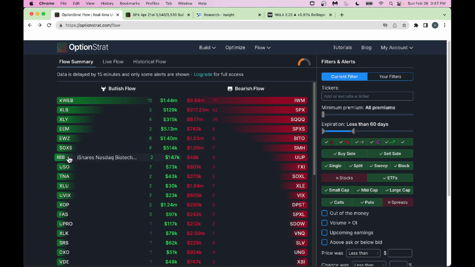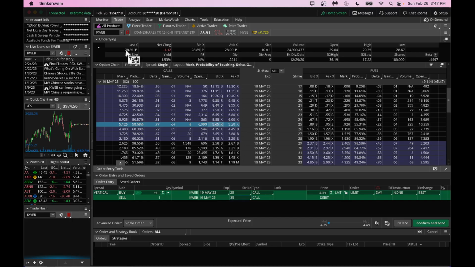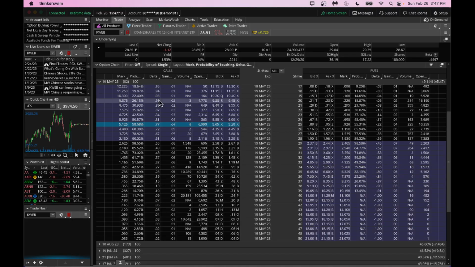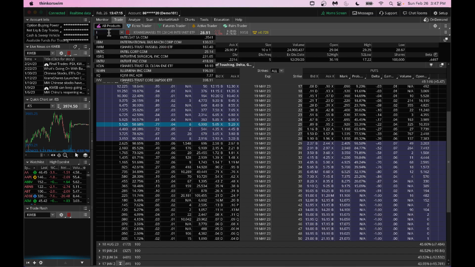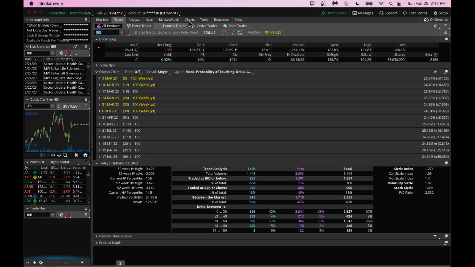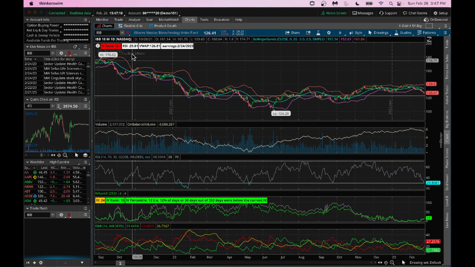Even IBB is a great one here. You could do a call spread. You could buy a call spread on the IBB also. And normally I love to look at RSI and go back to charts here. Look at the RSI. Look, even this one is beaten down right now. You could do the same thing here.